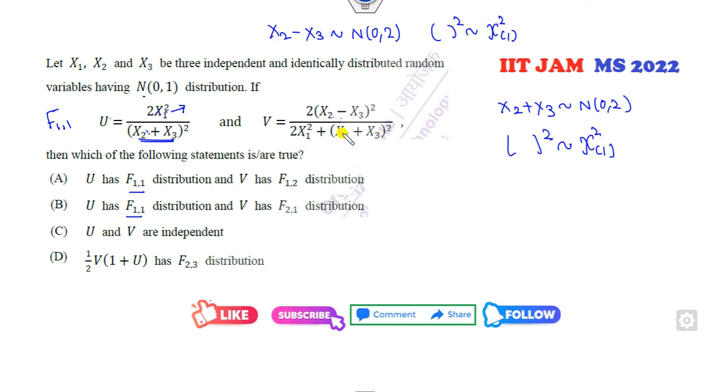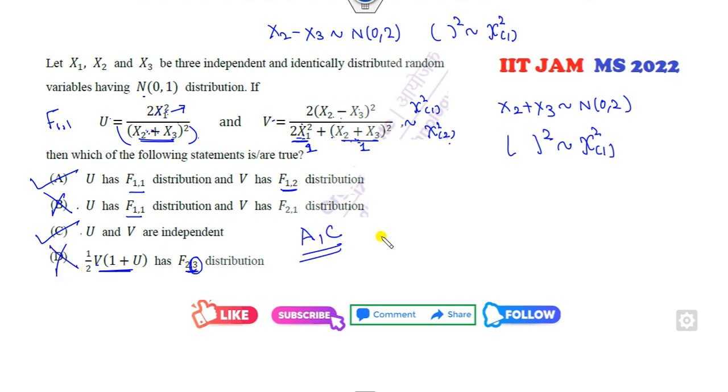Now, is it independent? Yes, they are independent because it's a separate quantity. This has degree of freedom 1, this has degree of freedom 1. When you add them, it will have a chi-square with 2 degrees of freedom. The numerator has the chi-square with 1 degree of freedom, so the ratio will be F with 1, 2 degrees of freedom. Fine. Now clearly, both are independent because none of them is common. And once you take v into 1 plus u, is it 3 degrees of freedom? No, because it's a product of them. So the degree of freedom will remain 2, but he said 3. So A and C are the right answers.